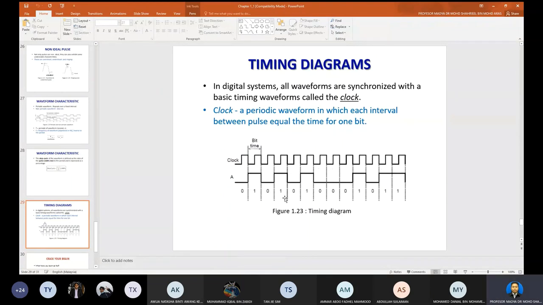And then you can see this one is the non-periodic waveform. The output is a non-periodic waveform, and the clock is normally a periodic waveform because of the fixed interval. You can see it's a fixed interval compared to this one. This one is the same, but this one is not the same. It will be different. That's why we call this the non-periodic waveform.